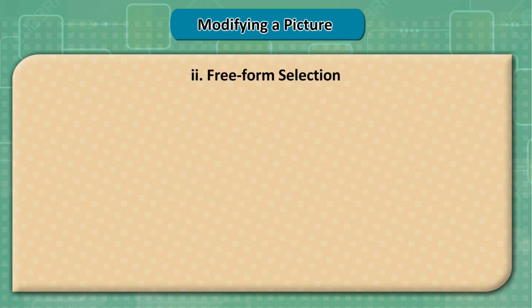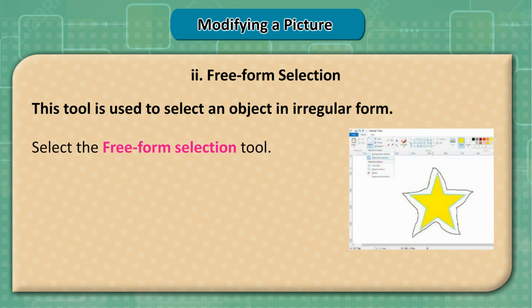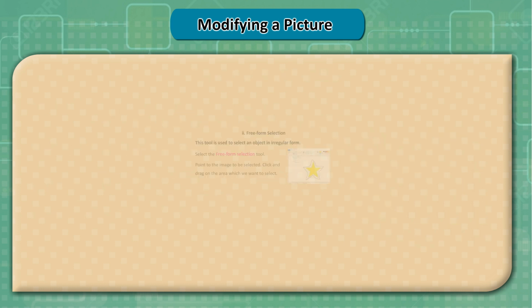2. Freeform selection. This tool is used to select an object in an irregular form. Select the Freeform Selection tool. Point to the image to be selected. Click and drag on the area which we want to select.